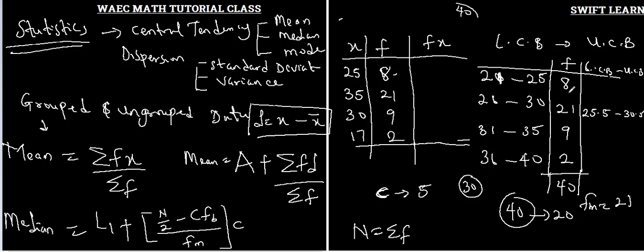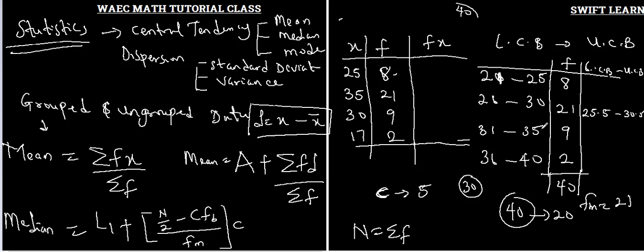Okay, let me use my mouse. 8 here plus 21 gave me what? 30. That means 20 falls between 9 and 30 in this place. So that means my frequency of my median, if I'm using this formula, because you have to know the meaning of each parameter in the formula before you use them, the frequency of my median is 21.